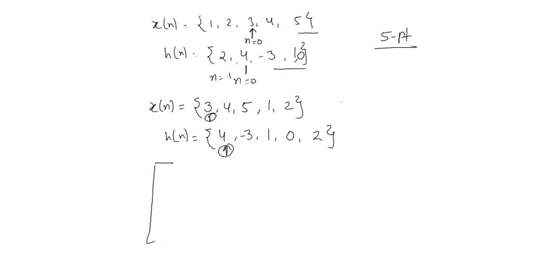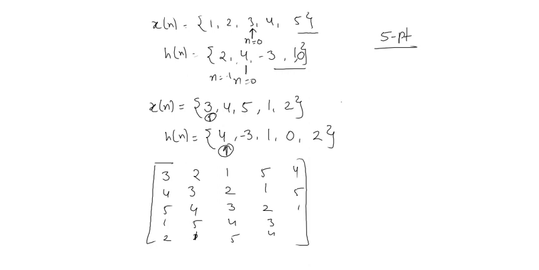Simply you have to write 3, 4, 5, 1, 2, then shift it downwards. So 3, 4, 5, 1, 2; then 2, 3, 4, 5, 1; then 1, 2, 3, 4, 5; then 5, 1, 2, 3, 4; and 4, 5, 1, 2, 3. Similarly you can write the other vector, that is 4, -3, 1, 0 and 2. So you can just find it out.